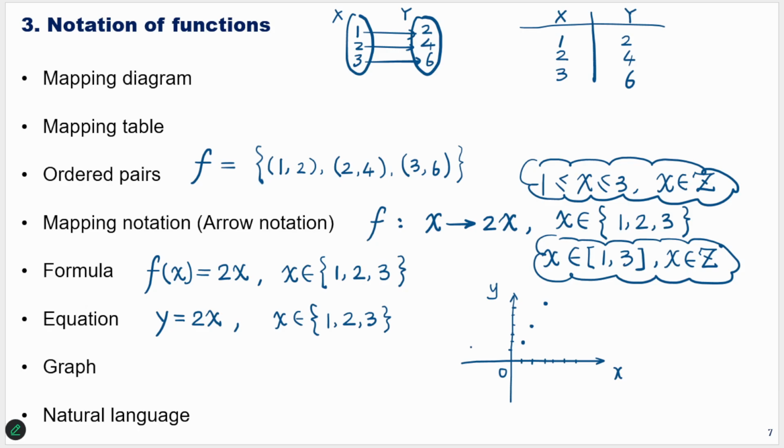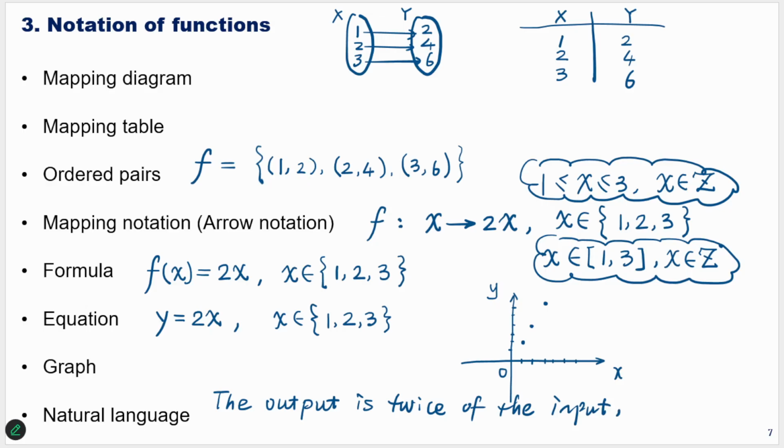Okay, last, natural language. You can simply use natural language such as English to describe the mapping relation. For example, we could say the output is twice of the input, right? To describe the mapping relation.